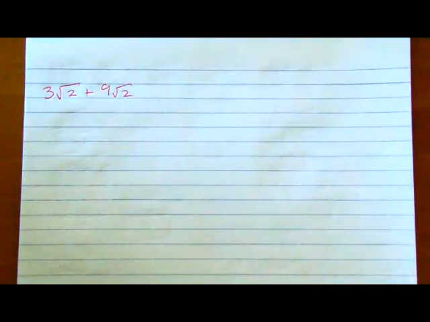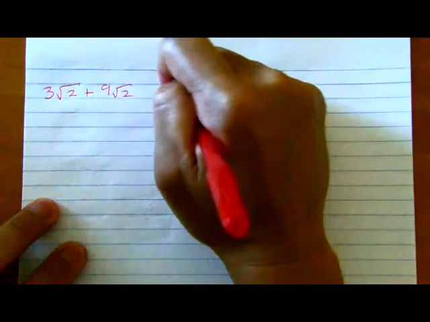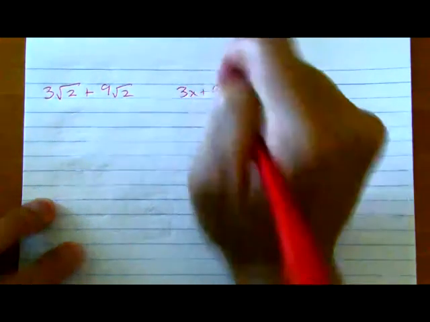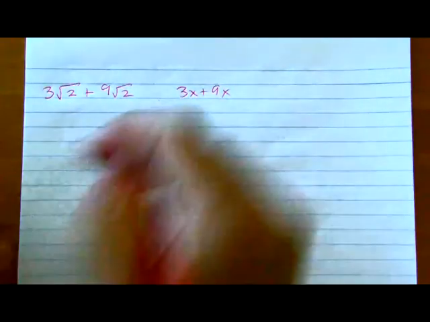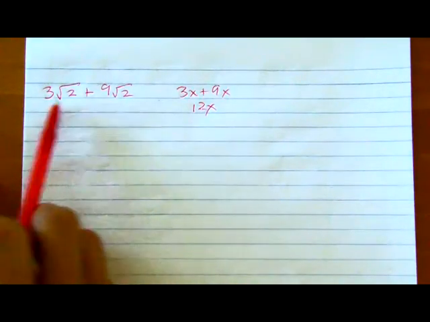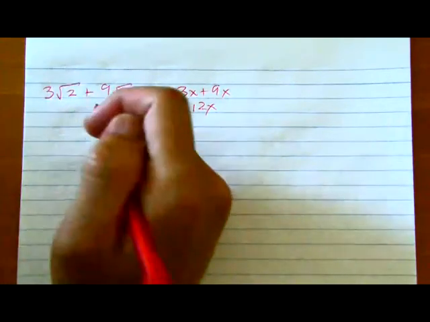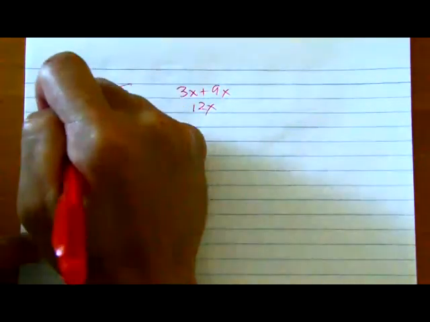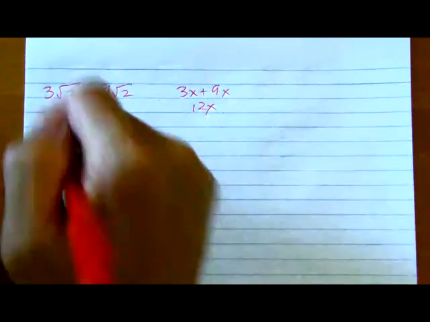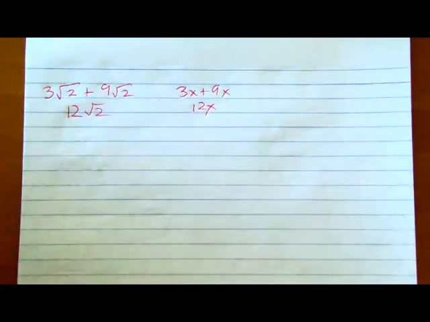It's like adding like terms. It's kind of like doing if I had 3x plus 9x. You know how to do that. This is 12x. Same idea here. Instead of x, it's just radical 2. These are like terms because the radical 2 is the same. So if I add, I would get 12 radical 2. Yeah, same idea. All we're doing is adding like terms.